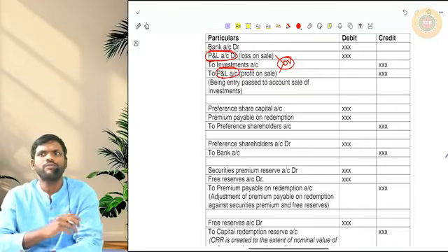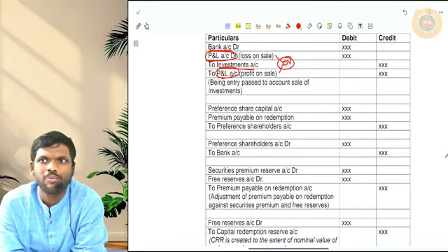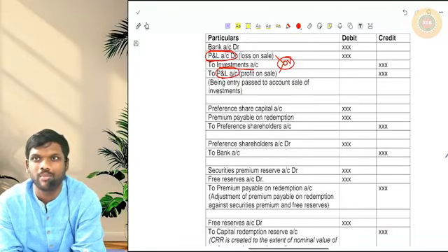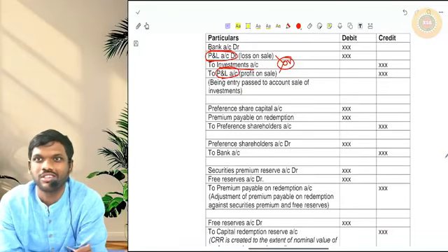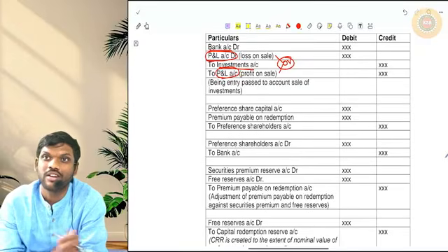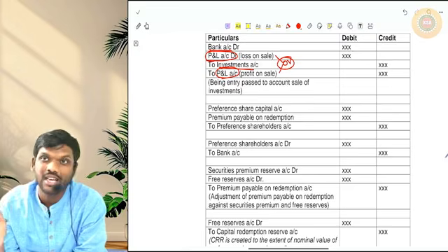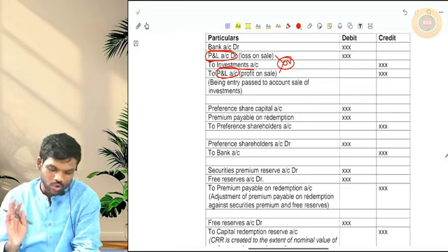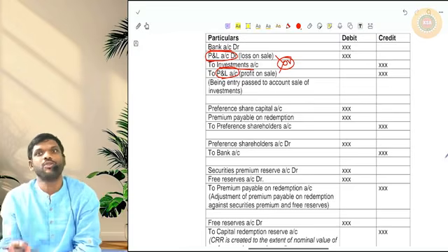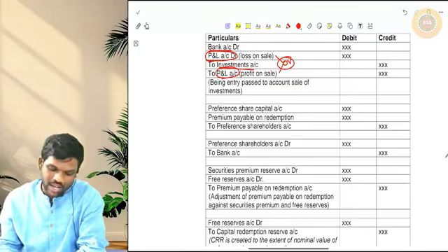Next, you should know journal entries relating to redemption of preference share capital also. Sir, that is there only in foundation syllabus. No, because in one illustration, ICAI has asked you to pass journal entry for equity share buyback also, preference share redemption also. So there's a high chance they may test in the exam also. So better to be careful. We will know even the journal entries for preference share capital.